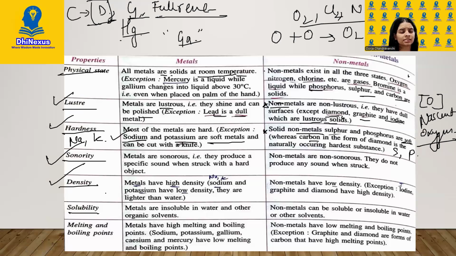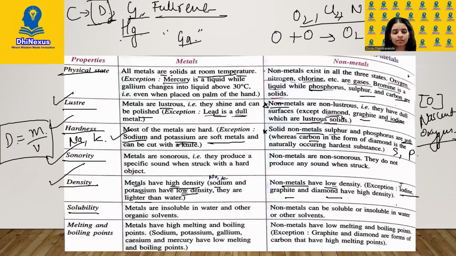Next is their density. What is density? How do we understand density? It is mass upon volume. So metals have high density. Sodium and potassium, however, have low density. In fact, so low that they are lighter than water. Non-metals in general have low density, of course the exceptions being iodine, graphite, and diamond. These are substances of high density.